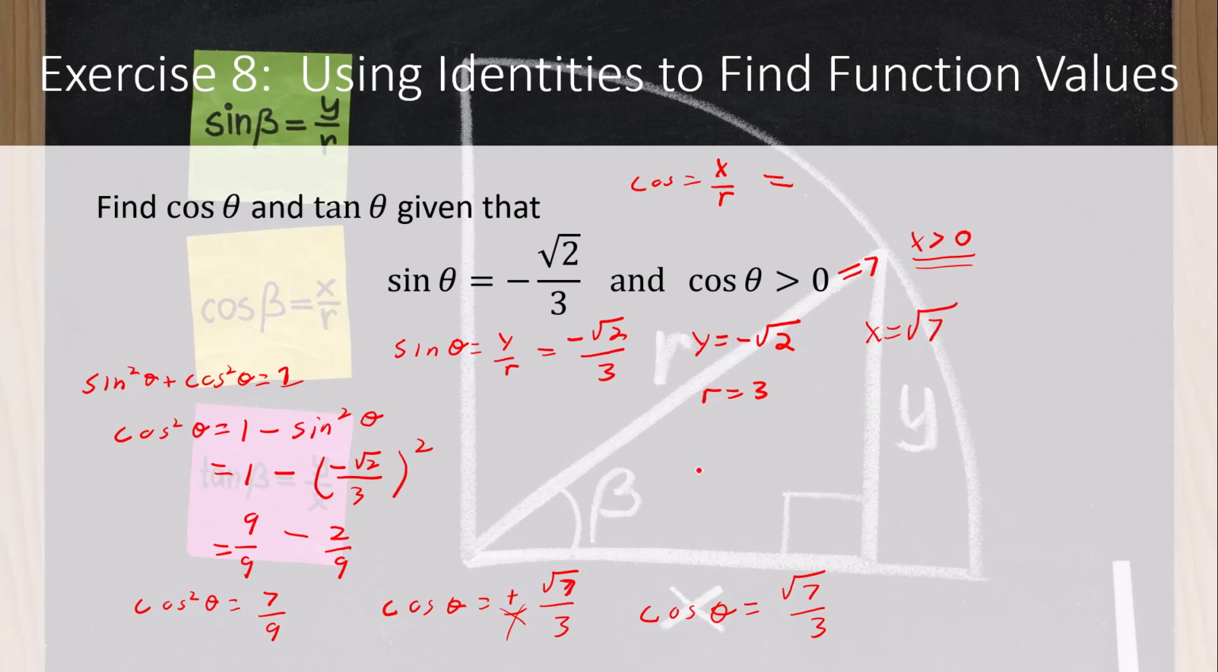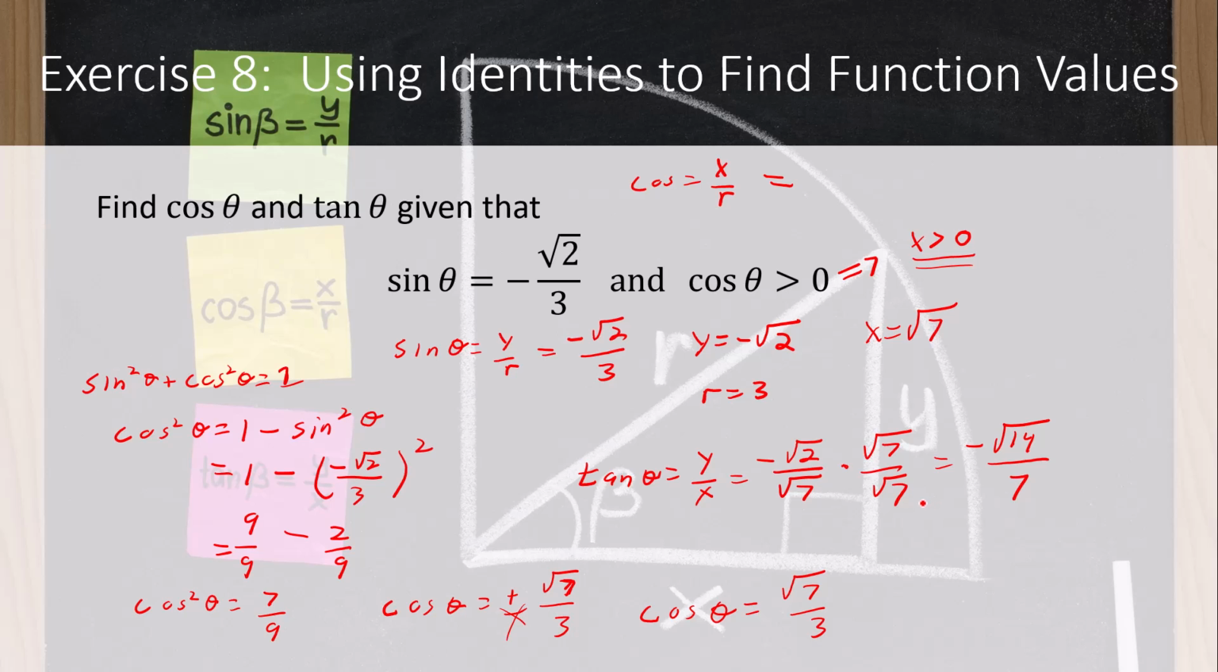And from that, we can figure out what tangent is. Tangent of theta is going to be equal to y divided by x. Negative root 2 divided by the square root of 7. We need to rationalize, so we're going to multiply top and bottom by the square root of 7. And that will give us negative square root of 14 divided by 7. And boom, there you are.